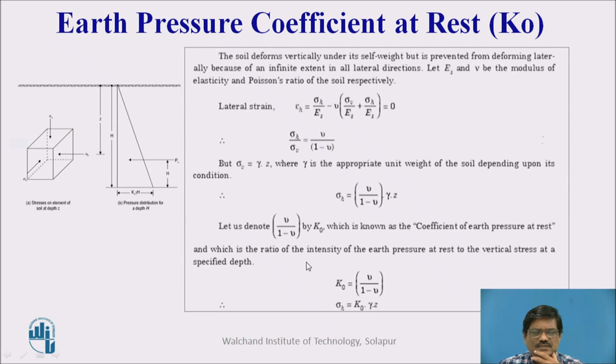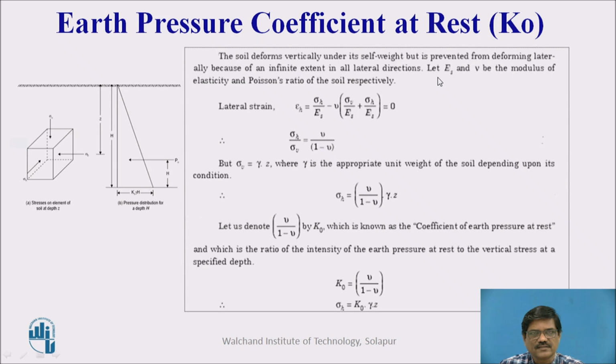Just to derive this particular formula, one soil element is considered, wherein you can see that this soil element is subjected to two pressures. One is in the horizontal direction, which is denoted by sigma h, and another is in the vertical direction, which is denoted by sigma v. As we have already discussed, the soil deforms vertically under its self weight, but is prevented from deforming laterally because of its infinite extent in all lateral directions.